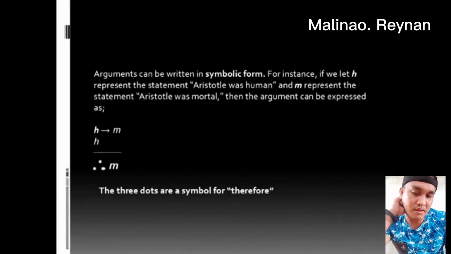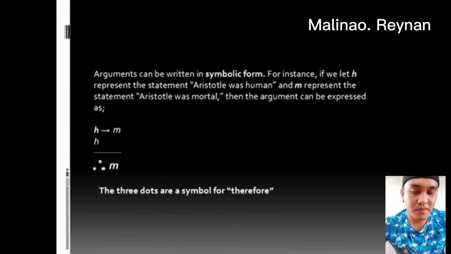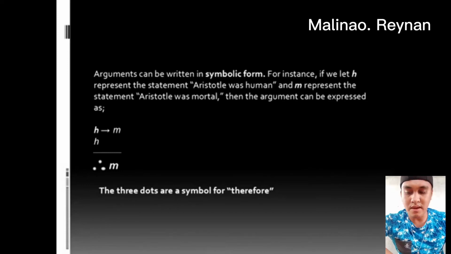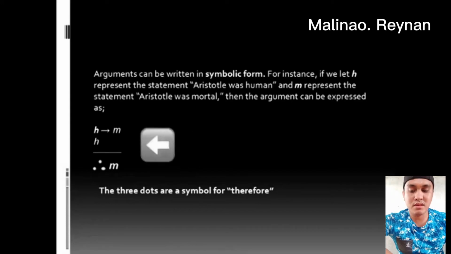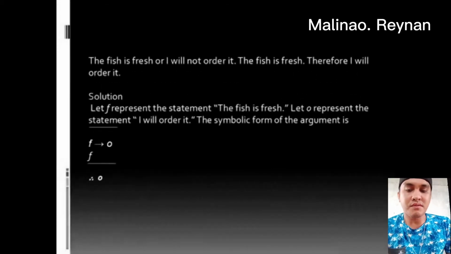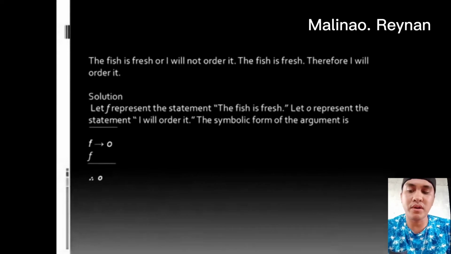An argument can be written in symbolic form. For instance, if we let H represent the statement Aristotle was human, and M represent the statement Aristotle was mortal, then the argument can be expressed as shown. The three dots represent therefore.